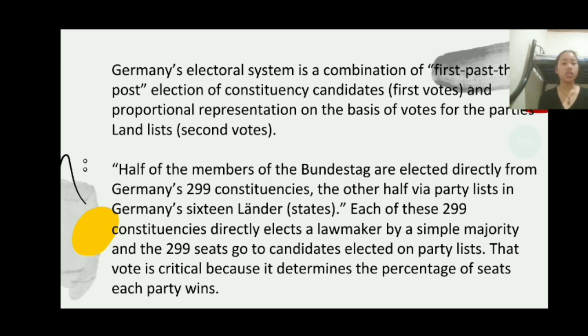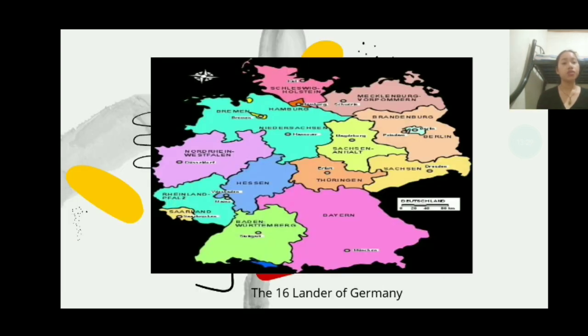Each of these 299 constituencies directly elects a lawmaker by a simple majority, and the other 299 seats go to candidates elected on the party list. That vote is critical because it determines the percentage of seats each party wins. So this is the 16 Länder of Germany.